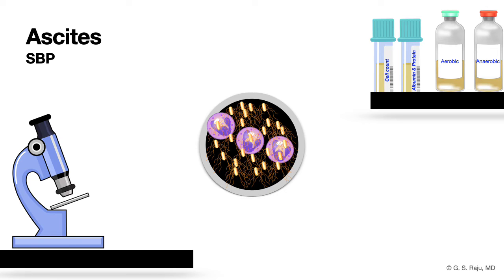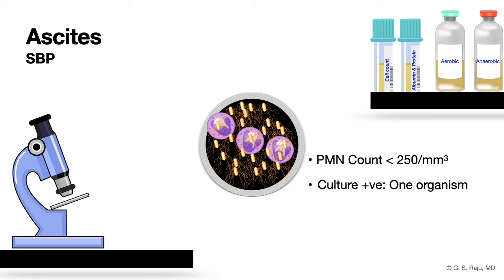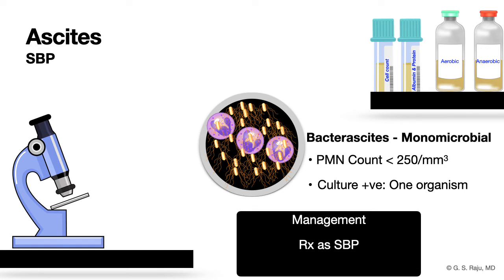Sometimes you may see polys are not increased, but culture is positive for one organism, and this is defined as monobacterial or monomicrobial bacterascites. This also requires treatment for SBP. So we talked about polys increased, culture positive, polys increased, culture negative, polys not increased, culture positive. So we talked about all those things.